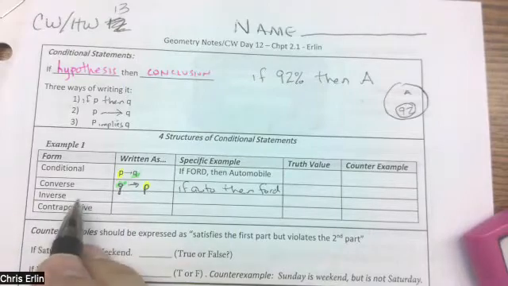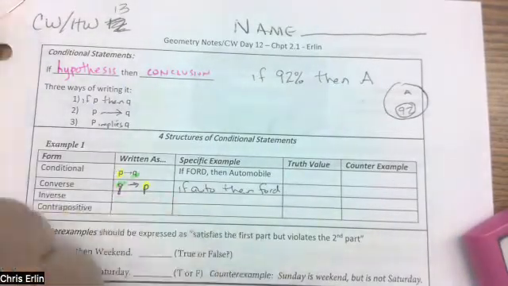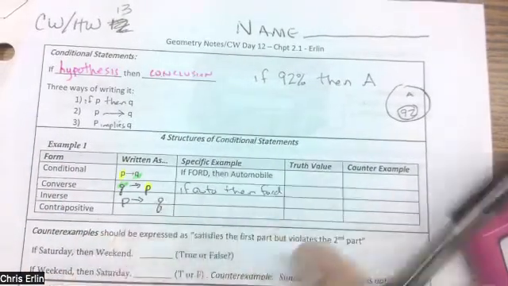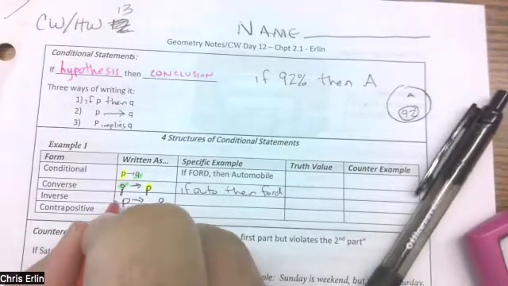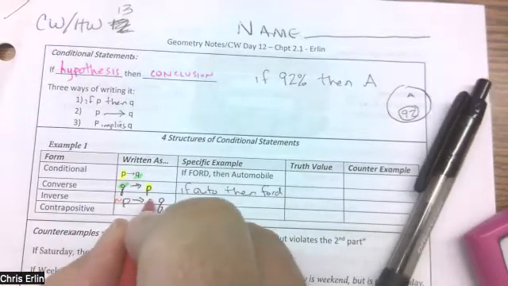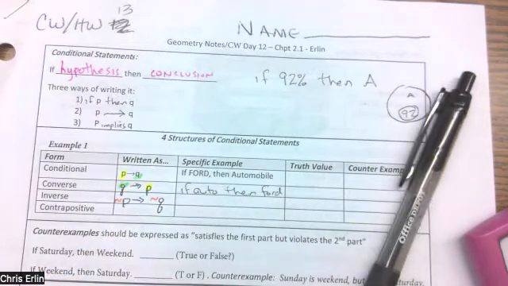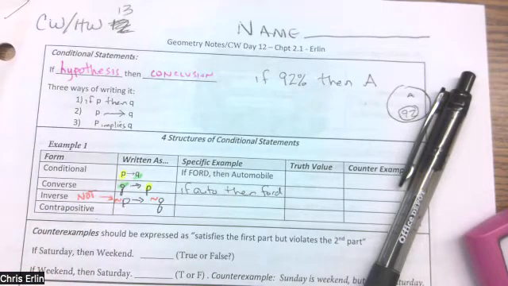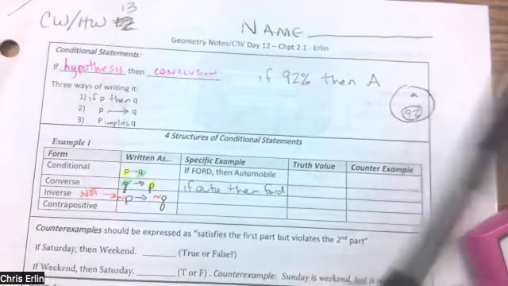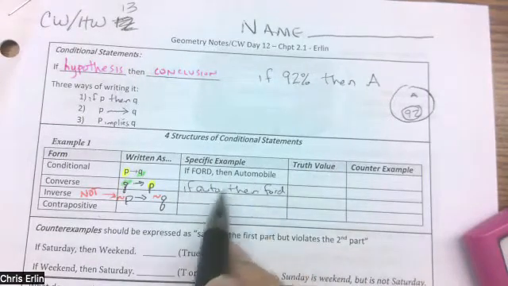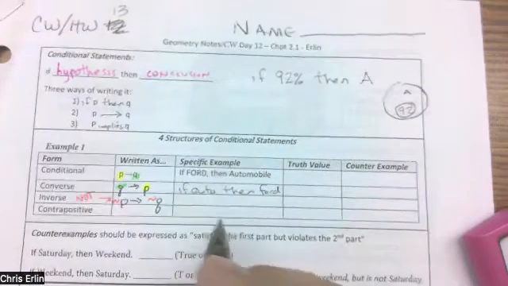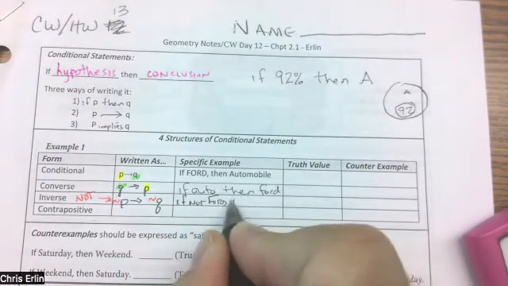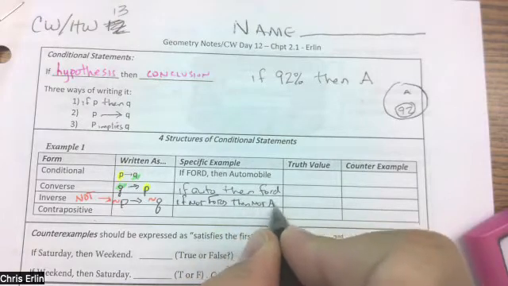Now the next structure, called the inverse, is where I still take my original structure, my conditional. In other words, it's still P implies Q, but this time I'm introducing this not concept. It's usually written as a little tilde right in front of it. And what that means is not. It negates whatever I was going to say. So instead of if it's a Ford, then it's an automobile, what would it be as an inverse? Yeah, if it's not a Ford, then it's not an automobile.